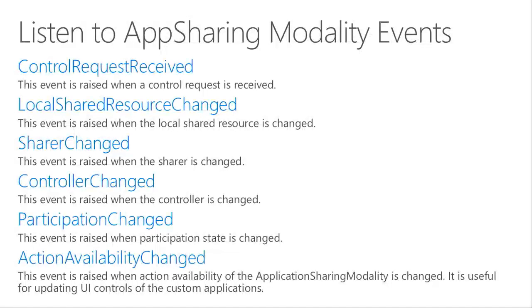Once you change the sharer, you'll have the sharer changed event. If the controller is changed, for example, somebody else requested the control and you grant the control to him, you will get the controller changed event. Participation changed means that the current modality could be sharing, viewing, or controlling. So what is the participation of the current modality? And action availability changed is the last one.